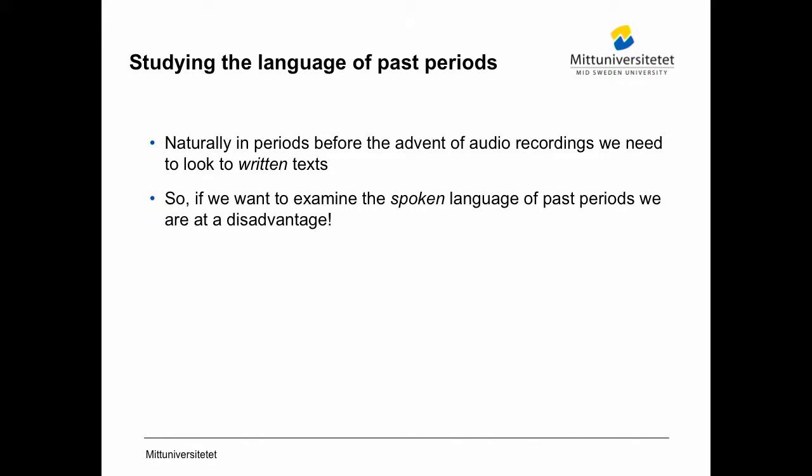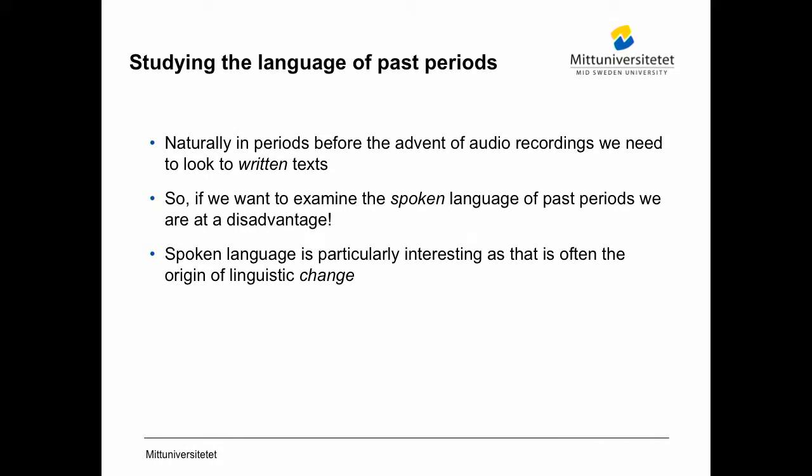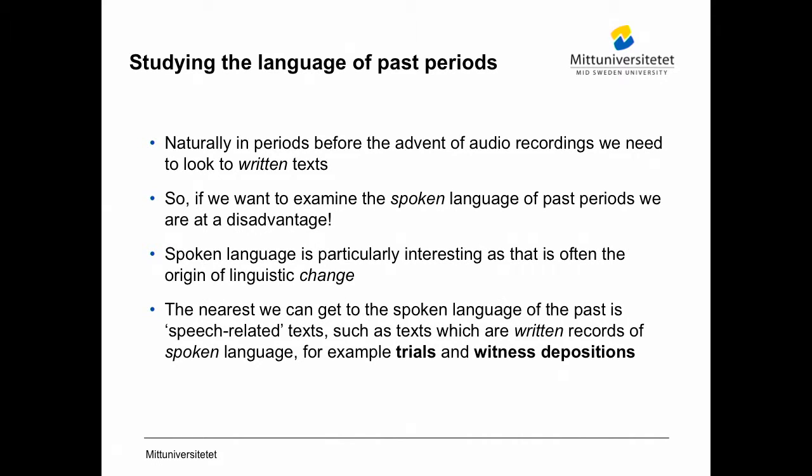But why do we want to look at spoken language of the past? Well, it's particularly interesting because that's the origin of a lot of linguistic change. And so the nearest we can get to the spoken language of the past is what we call speech-related texts. And these are texts which are written records of spoken language, for example. We have trial proceedings as one type, witness depositions are another. And the thing is, such texts as these become available in sufficient quantities to allow proper study in English in the early modern period.